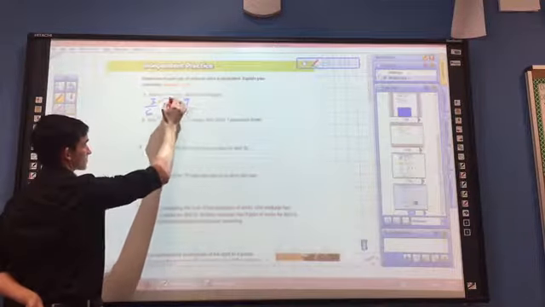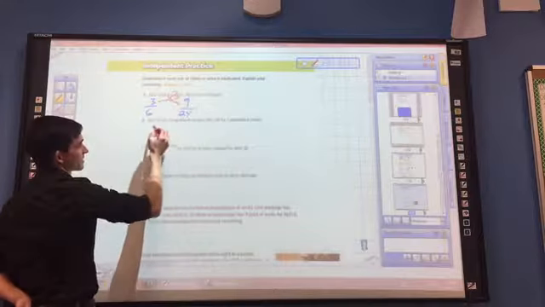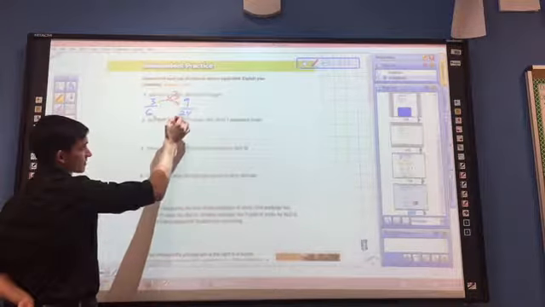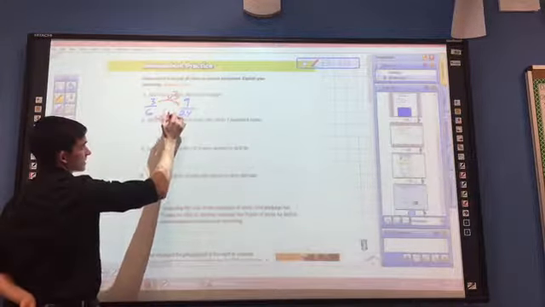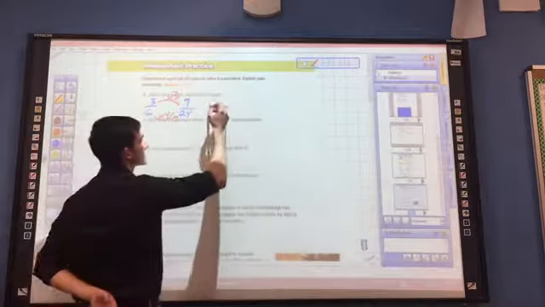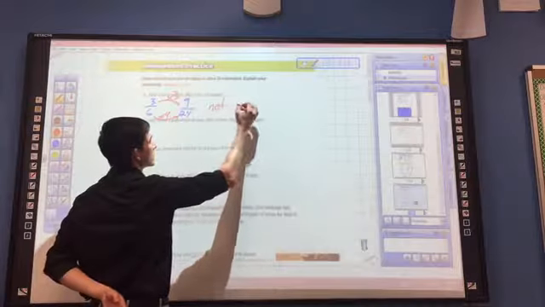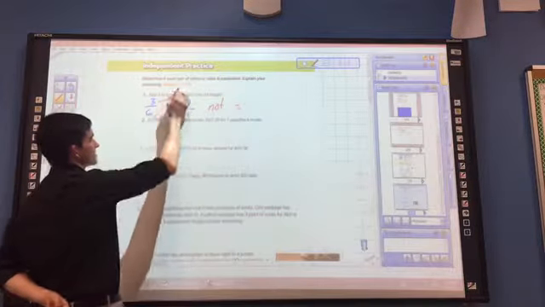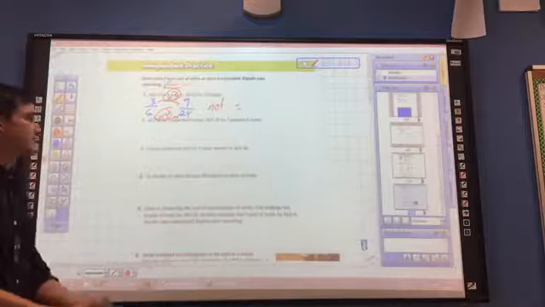Look. Times 3. 6, how does that get to 24? Times 4. Are times 3 and times 4 the same? No. Not equal, because this is not the same as that. They have to be the same. Okay?